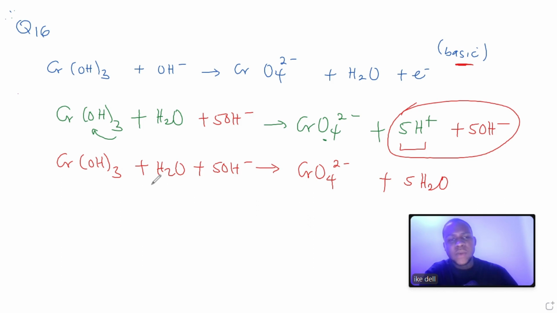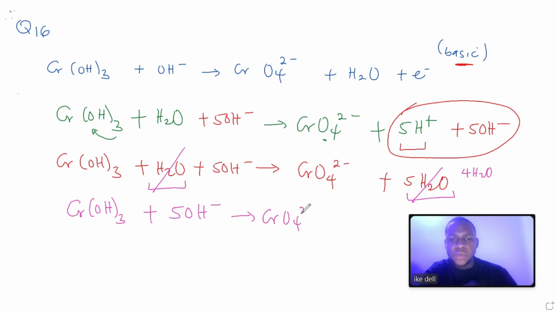Next, you would see that we have 1 mole of water here and 5 moles of water. If I cancel this one out and cancel from here, I will still have 4 moles of water left here, right? I'm doing a subtraction there for that cancelling. It's a subtraction, so 5 minus 1, okay? So now I'm left with 5OH- here, CrO4 2-, and then I have 4H2O.